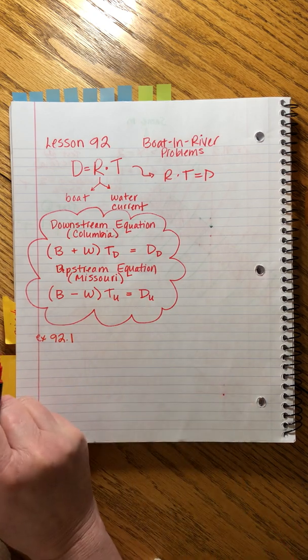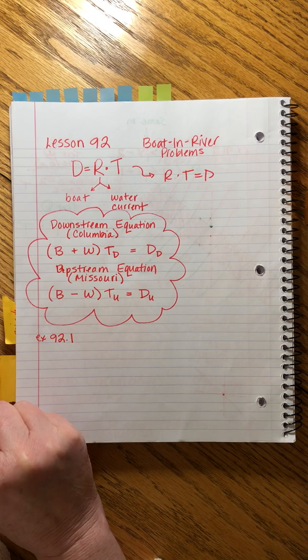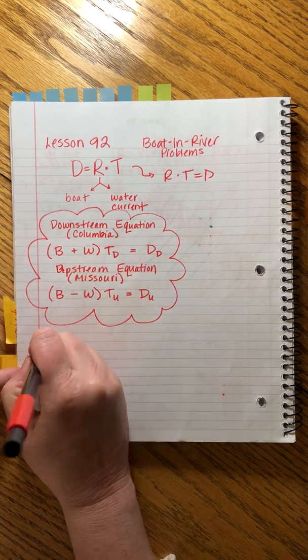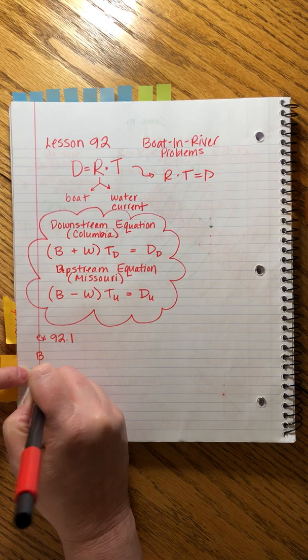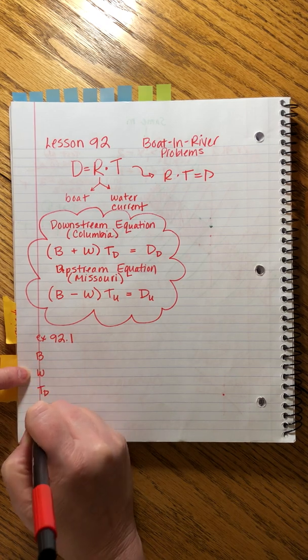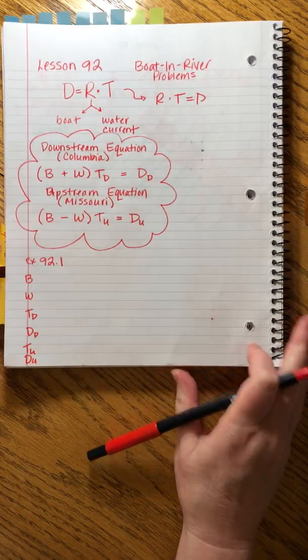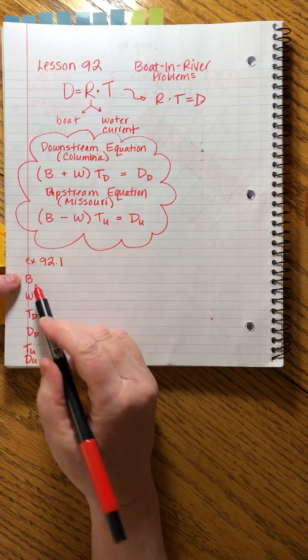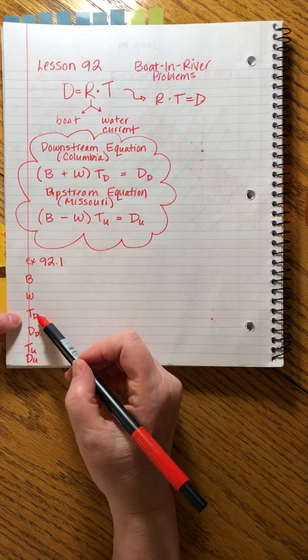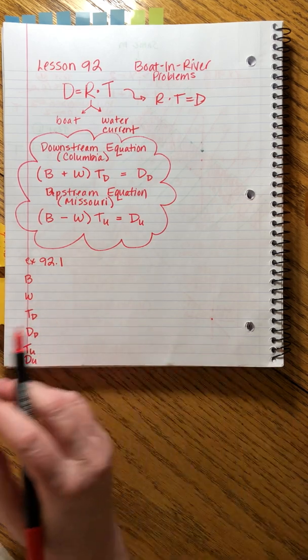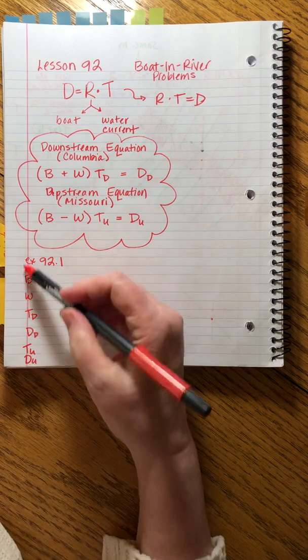92.1. Robert and Clay could go 60 miles downstream in the same time it took them to go 20 miles upstream. Okay, before I even did that, what I wish I would have done is reminded you, it really helps if we do this. Just lay out all the variables. The speed of the boat, the speed of the water, time downstream, distance downstream, time upstream, distance upstream. The distances aren't always the same, the times aren't always the same. So we just want to set up for everything.